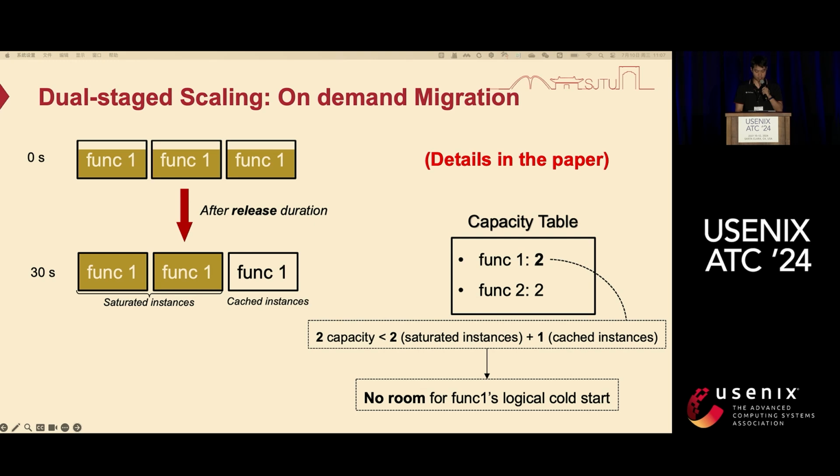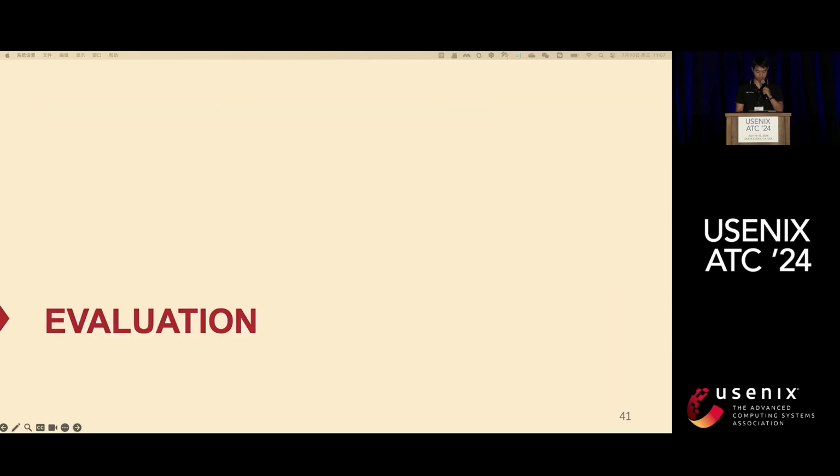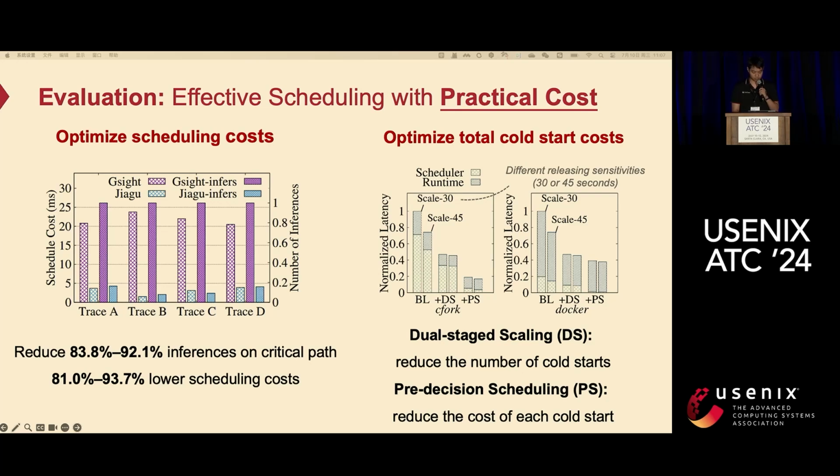We also use an on-demand migration mechanism to handle the corner case where the node has no room for function 1's logical cold start. More details are in the paper. Finally, the evaluation. Jiagu's goal is to effectively improve resource utilization at low cost. We first evaluate the scheduling cost and found that on 4 real-world traces from Huawei Cloud, Jiagu can reduce about 90% of model inference on critical paths, and thus achieve about 90% lower scheduling cost.